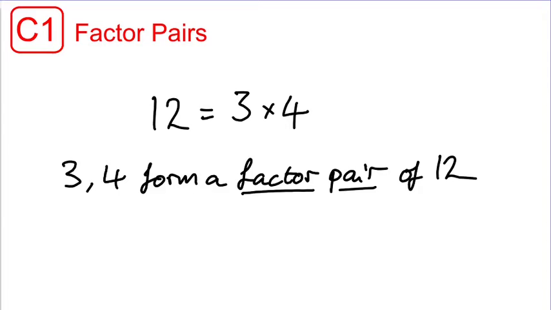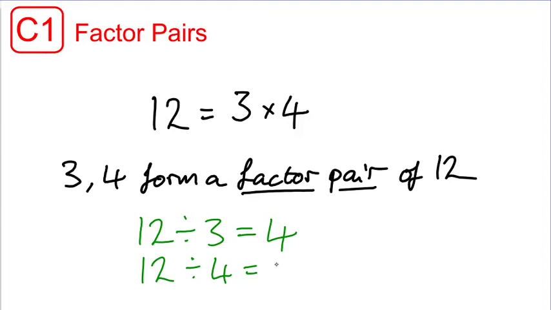Members of a factor pair always divide exactly into the original number. So in this case, 12 divided by 3 is 4 exactly with 0 remainder, and 12 divided by 4 is 3, and that goes exactly with 0 remainder.